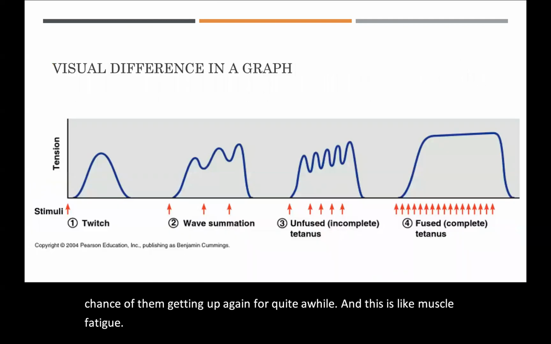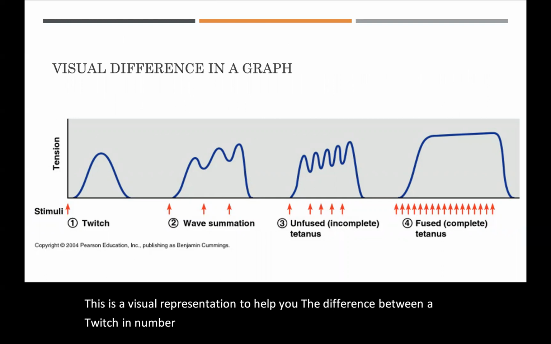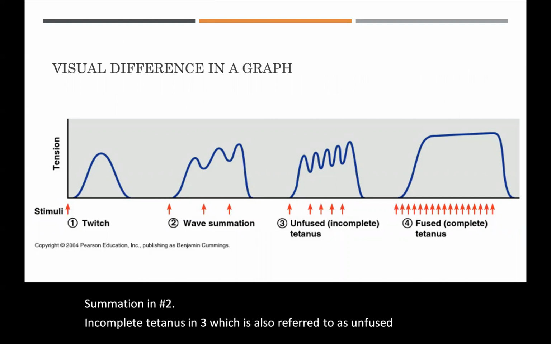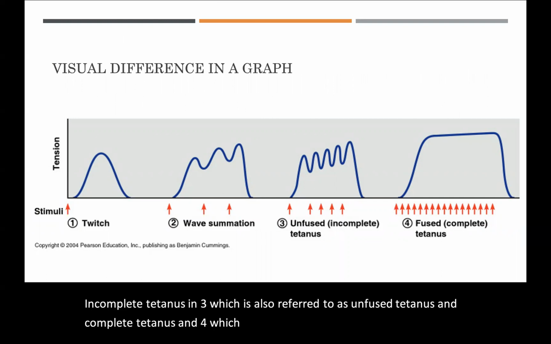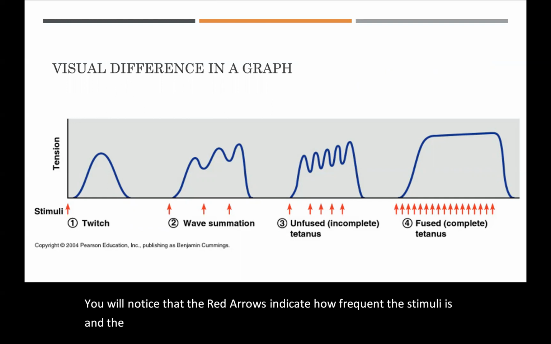This is a visual representation to help you see the difference between a twitch in number 1, summation in number 2, incomplete tetanus in number 3, which is also referred to as unfused tetanus, and complete tetanus in number 4, which is also referred to as fused tetanus. You will notice that the red arrows indicate how frequent the stimuli is, and the waves show the amount of tension that is caused.